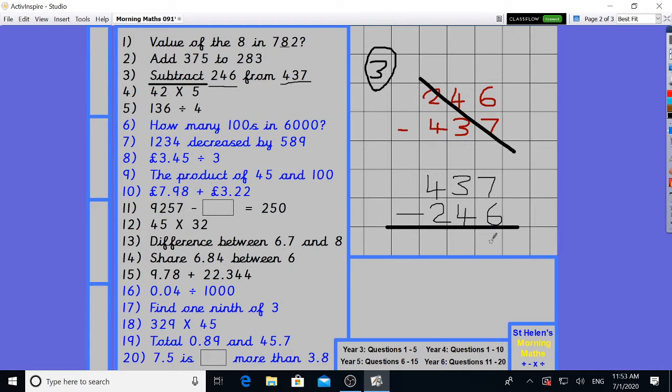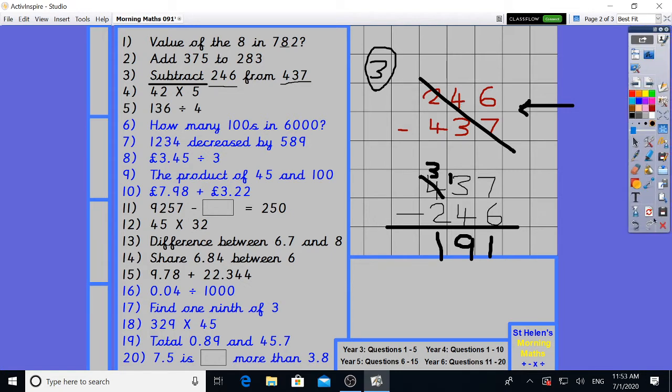7 take away 6 is 1. 3 take away 4 we can't do. Borrow from there. Goes down to a 3. 13 take away 4 is 9. 3 take away 2 is 1. If you started doing the top version, where you'd put the smallest number on the top, in the end you'd get stuck, it would stop working and it wouldn't work out. So make sure you always put the biggest number at the top in subtraction.